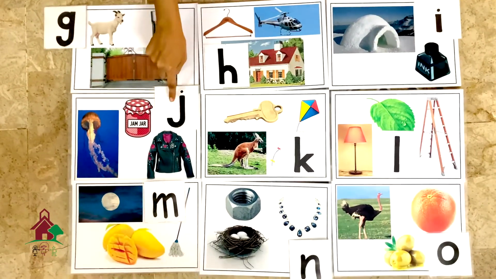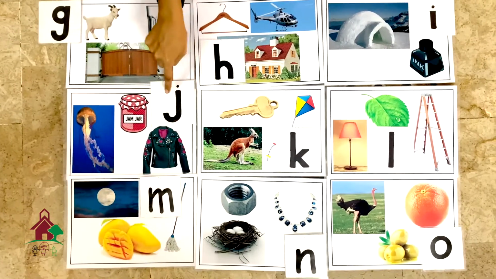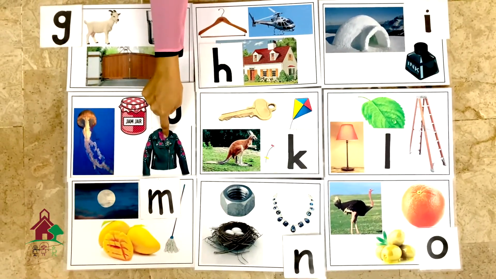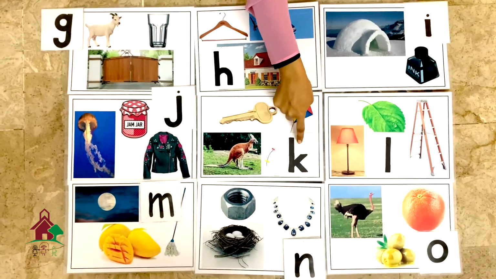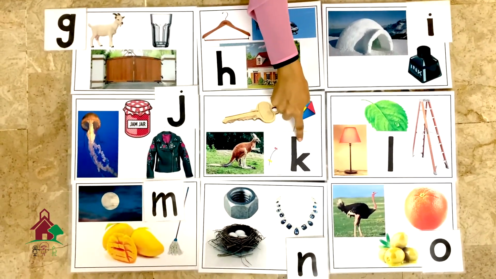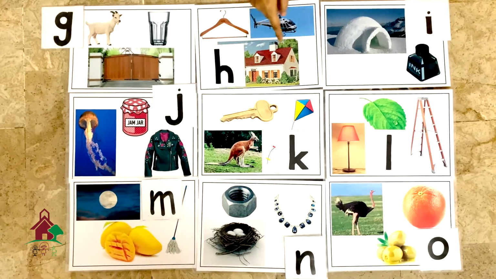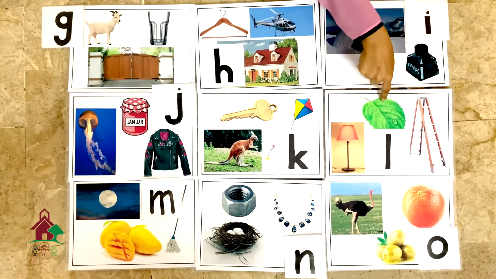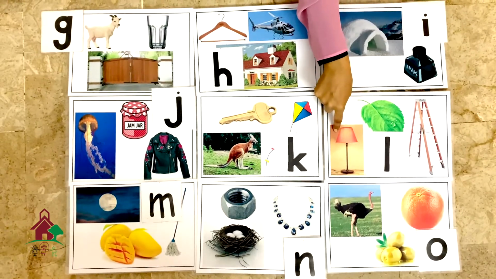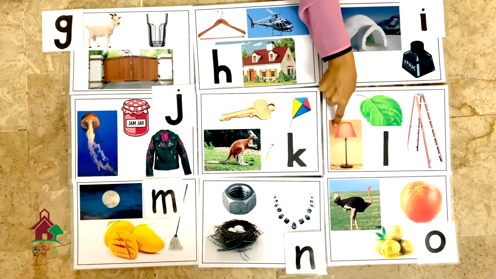J jam jar. J jellyfish. J jacket. J jam jar. J jellyfish. J jacket. Next. K. Kite. Kangaroo. Cookie. Kite. Kangaroo. Next. Leaf. Ladder. Lamp. Leaf. Ladder. Lamp. Next.